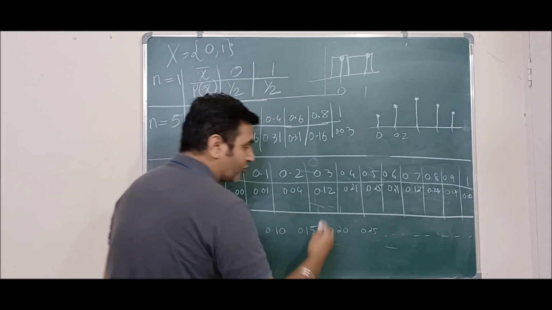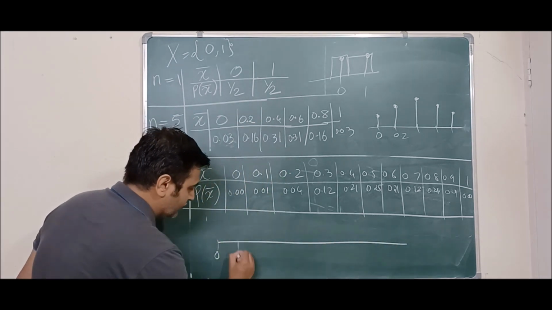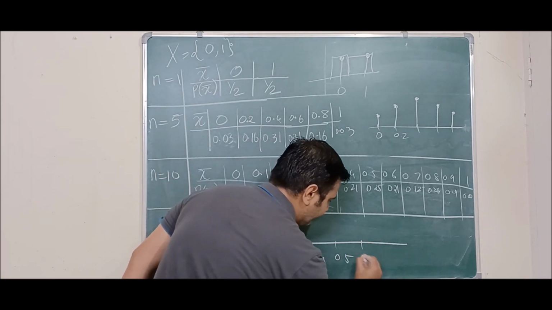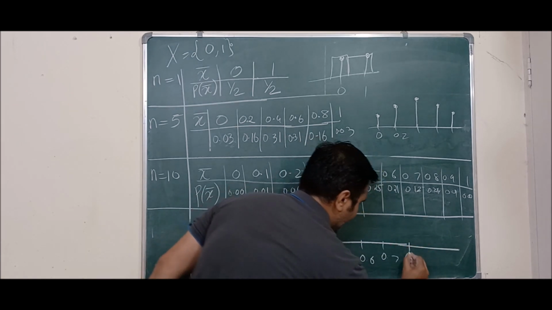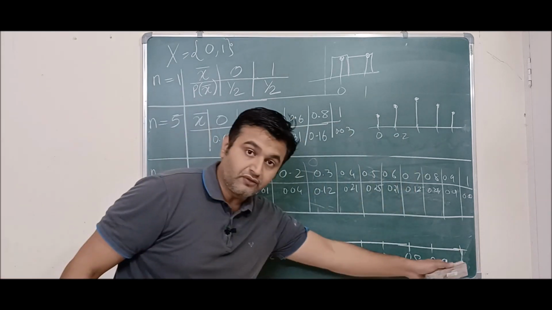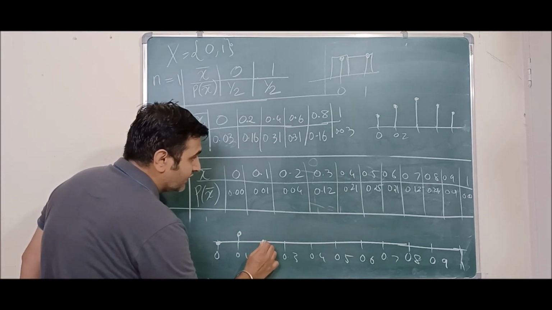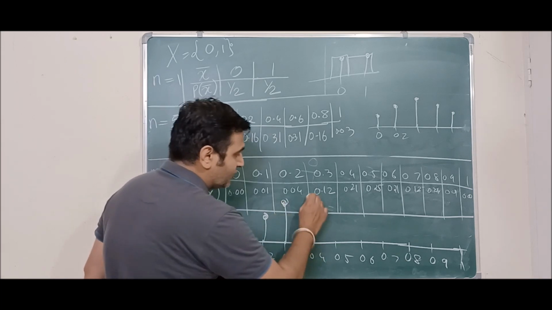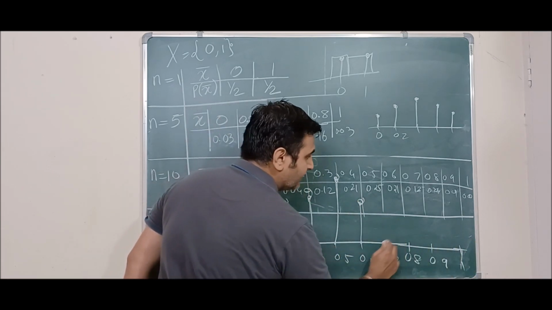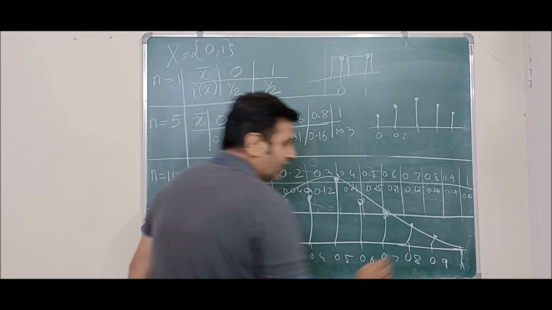Again, now if you try to draw this, let me erase this. When I try to draw this: 0, 0.1, 0.2, 0.3, 0.4, 0.5. So these are all the possible values of x bar, and if you draw the probability distribution, it will take 0, 0.01, 0.04, 0.12, 0.21, 0.25. Then again it will decrease symmetrically: 0.21, 0.12, 0.04, 0.01. So again you can see it is normally distributed.